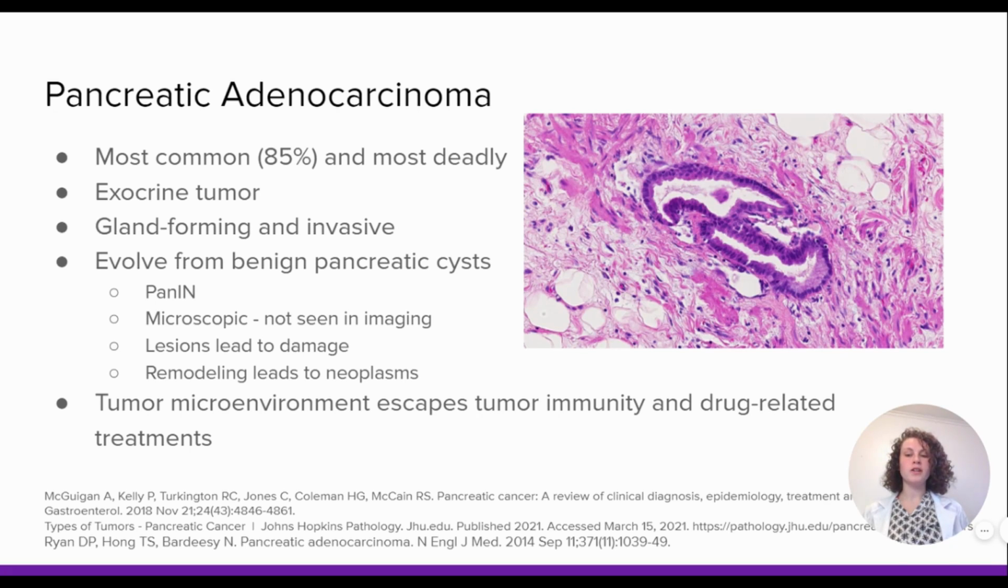As discussed earlier, this type of tumor commonly evolves from benign pancreatic cysts or lesions. Some of the most common causes are PanINs, which stands for pancreatic intraepithelial neoplasias, and IPMNs, discussed previously. These lesions are microscopic, so they're not seen in routine imaging. However, over time, the lesions lead to further damage and subsequent remodeling, and this damage and rebuilding cycle can often lead to neoplasms.